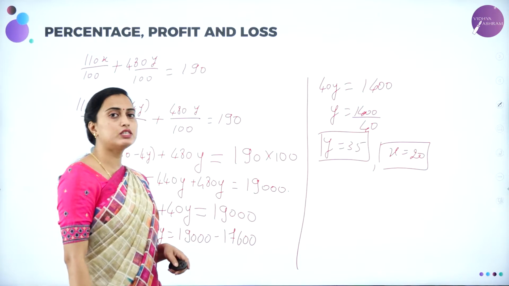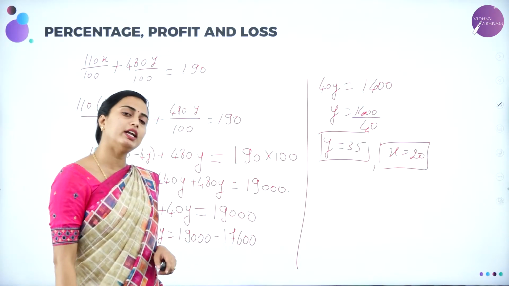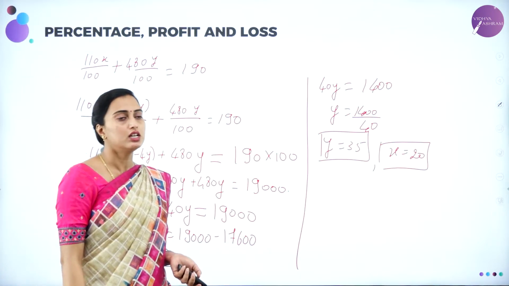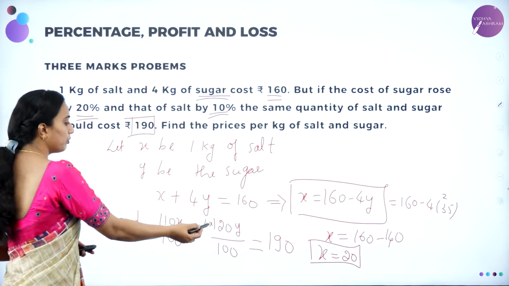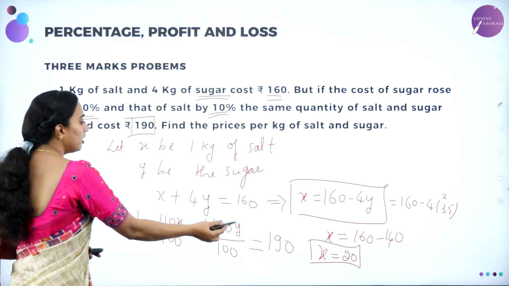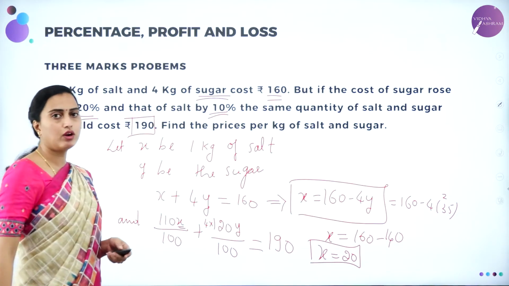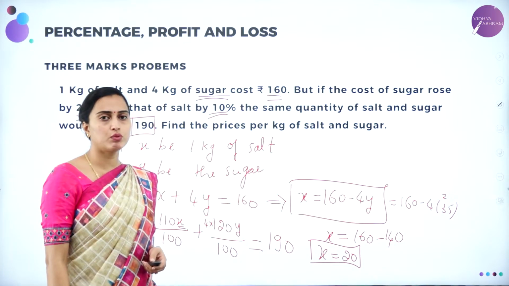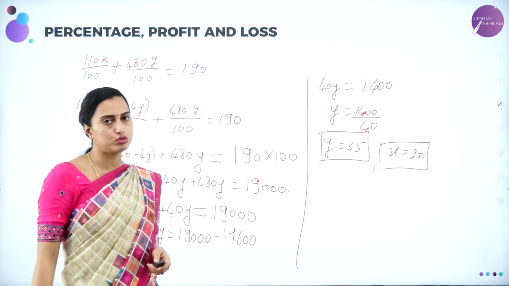So the salt price x will be equal to rupees 20 and the sugar price y will be equal to rupees 35. That's it, dears. Just you have to change it here: 4 into 20% of y. That you have to change. That's it, dears. We'll move on to the next question. I hope you understood how to solve this question.